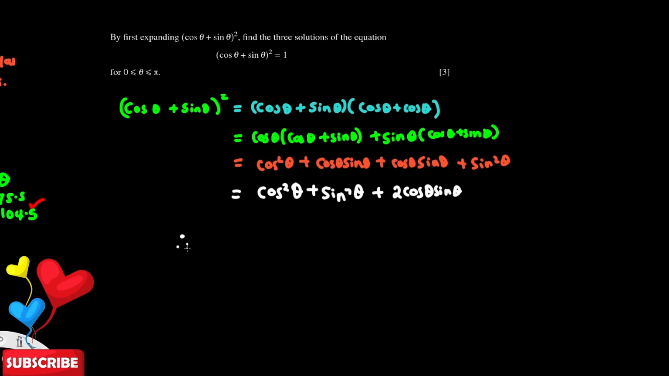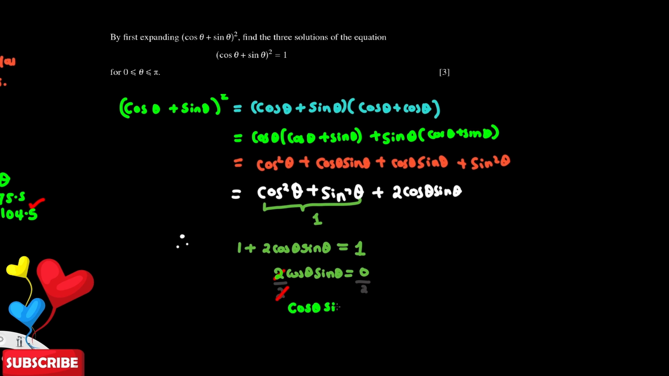But remember, sine squared theta plus cos squared theta is equal to 1. So we end up with this expression as 1 plus 2 cos theta sine theta equals 1. By taking 1 to the other side of the equal sign, we remain with 2 cos theta sine theta equals 0. Then we divide by 2 both sides. This cancels out, and we remain with cos theta sine theta equals 0.